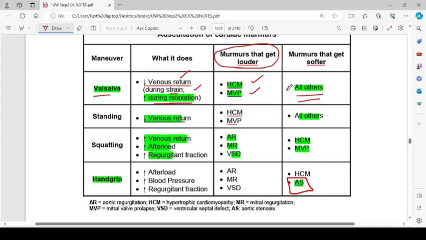So if we decrease the blood flow across that valve, the intensity of the murmur will be decreased. So that can be achieved by decreasing the preload. So for all other murmurs, the intensity is decreased, and for these two the intensity will be increased.